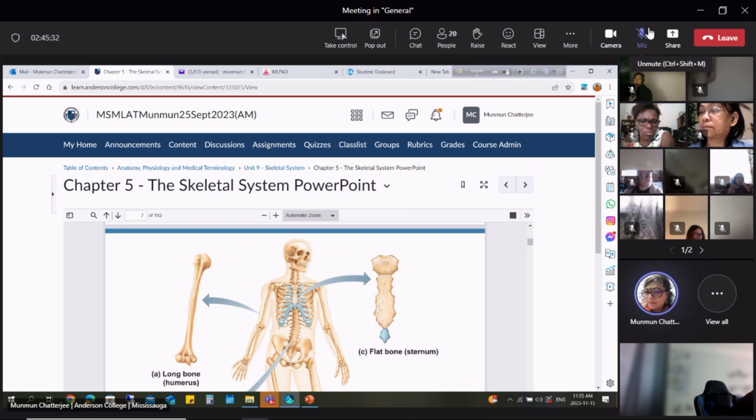Here, this light blue is the cartilage, because it needs it. Why do you need the cartilage here? Can anyone answer? Why do you need the cartilage in the front? Why is it not totally bony? To connect the bones? No, bones can connect totally. It can be totally bony.